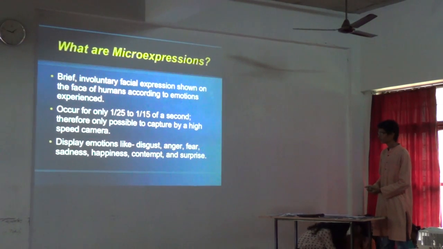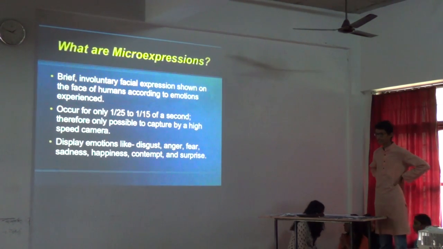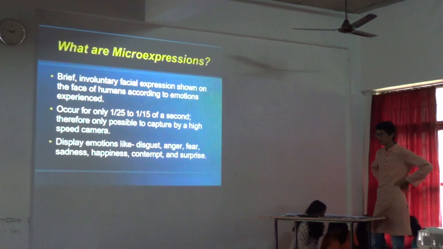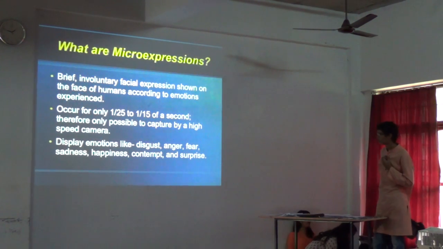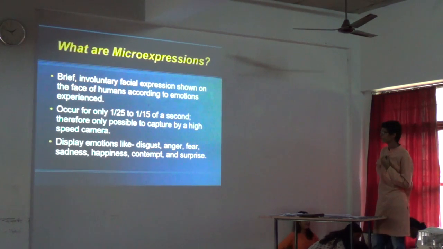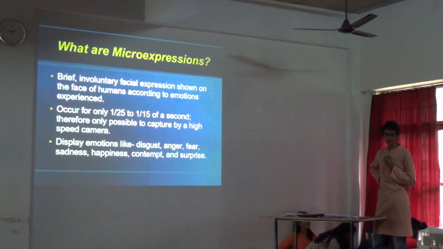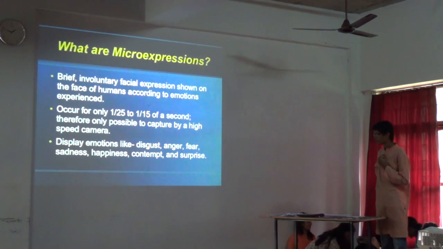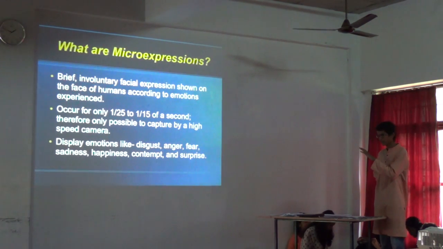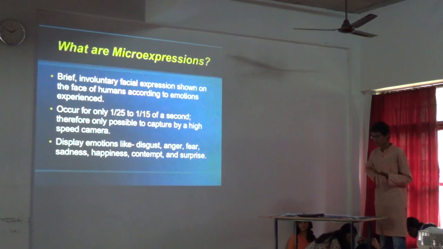Also, it can be only captured by a high-speed camera or by trained eyes. So there are professionals and experts trained to detect microexpressions on the faces of people. There are seven universal microexpressions like disgust, anger, fear, sadness, happiness, contempt, and surprise. So these are the expressions that are mainly shown on the faces of humans.